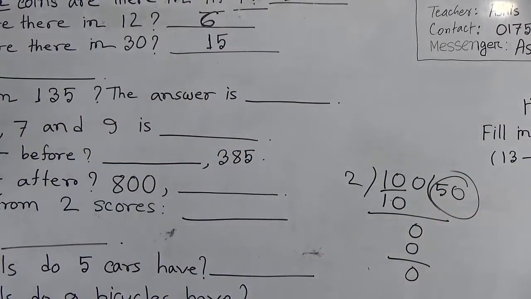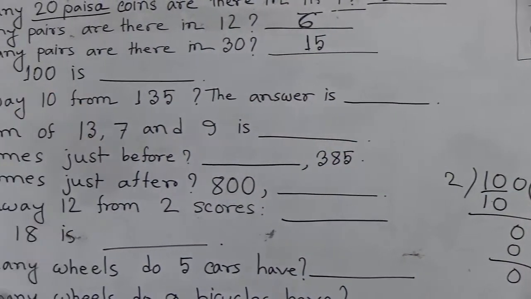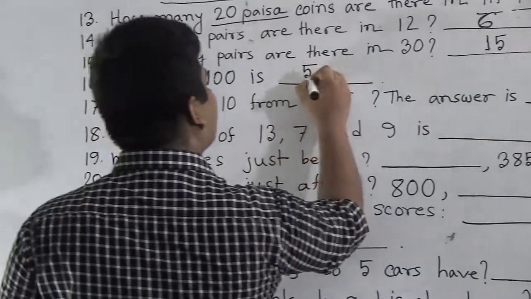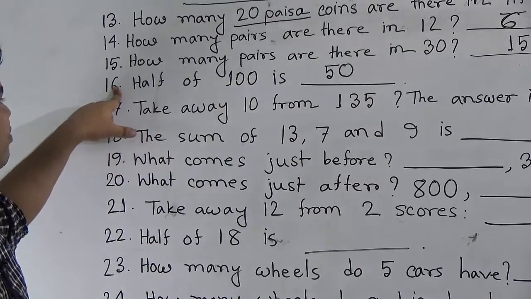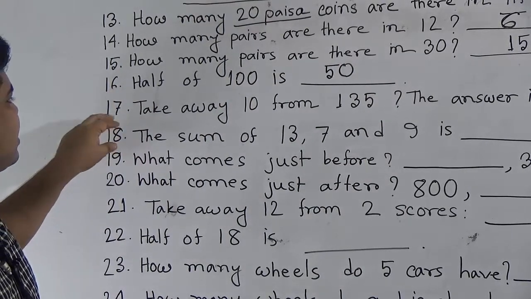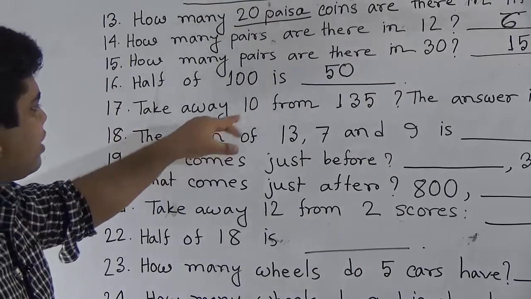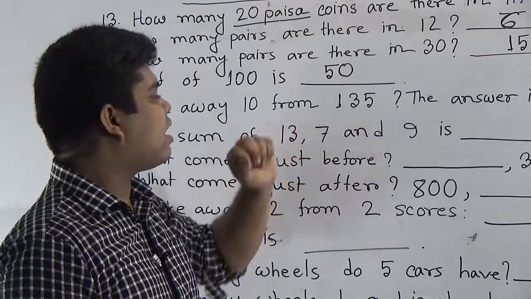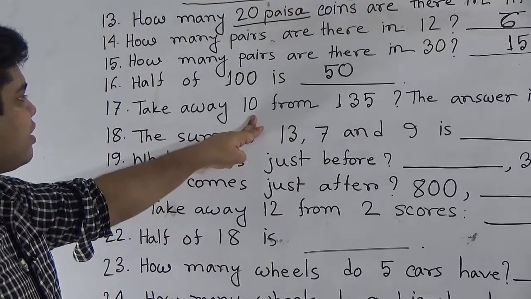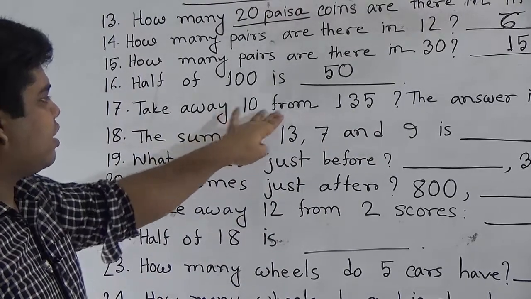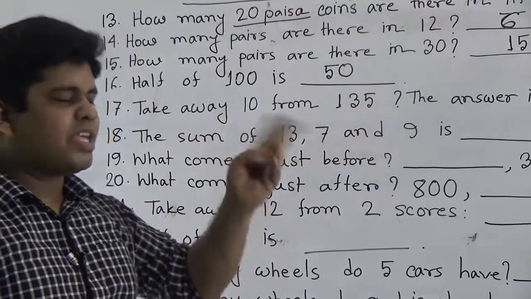My dear students, half of 100 is what? Half of 100 is 50. I hope you have understood question number 16. Okay. Next question, question number 17. Take away 10 from 135. My dear students, I repeat, take away 10. That means we subtract 10 from 135. Then we get the answer.